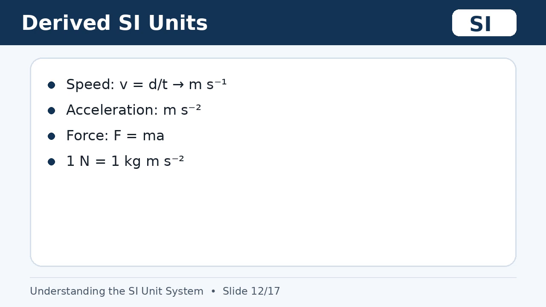Force is defined using Newton's second law. F equals ma. The SI unit of mass is the kilogram, and the SI unit of acceleration is meter per second squared. Therefore, the SI unit of force is kilogram meter per second squared. This combination is given the special name Newton. 1 Newton is equal to 1 kilogram meter per second squared.